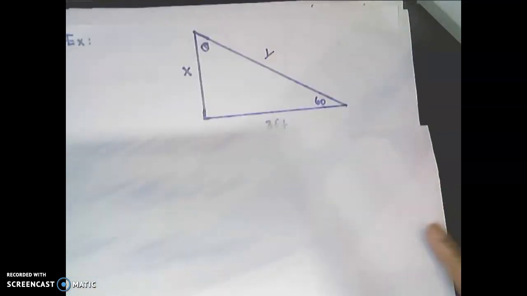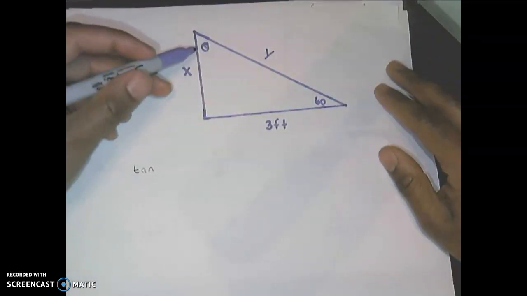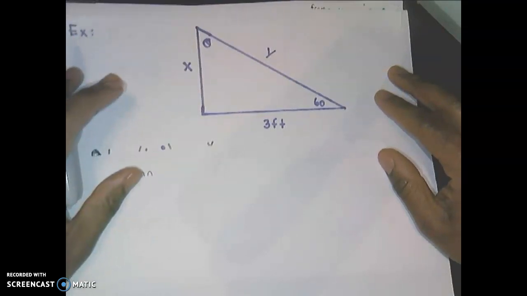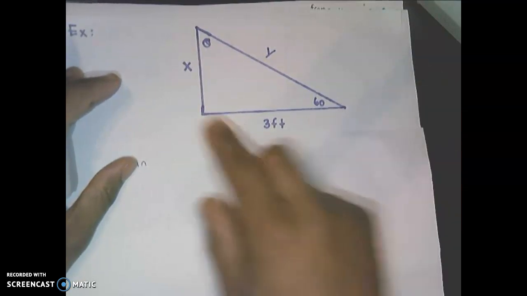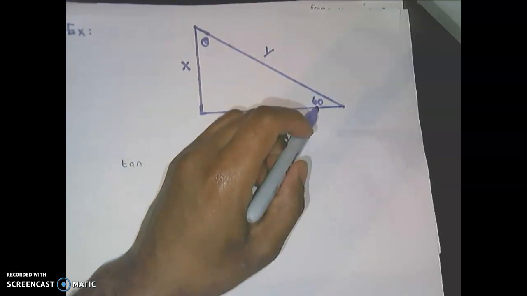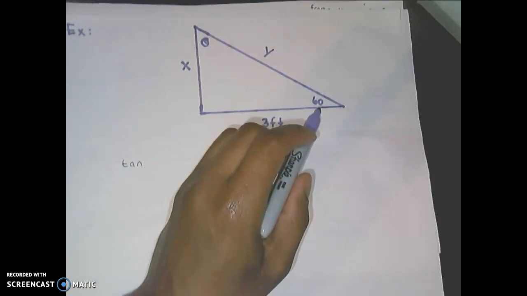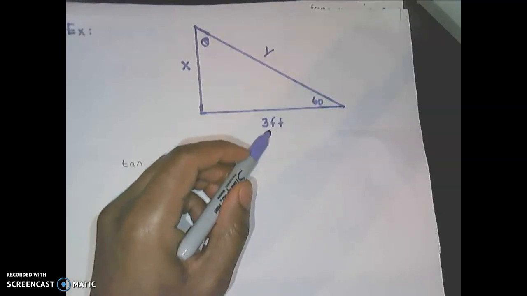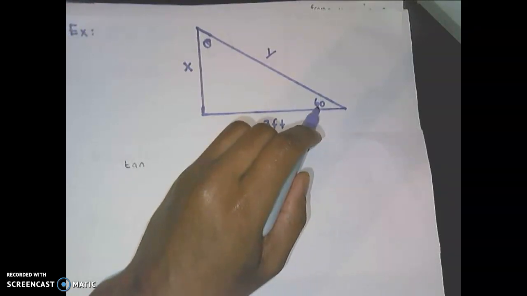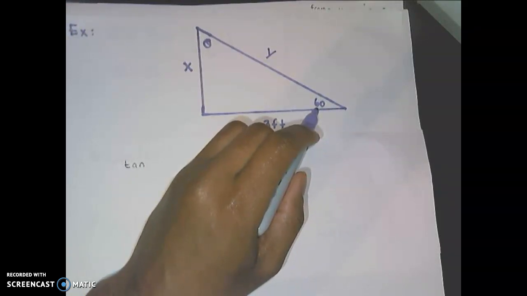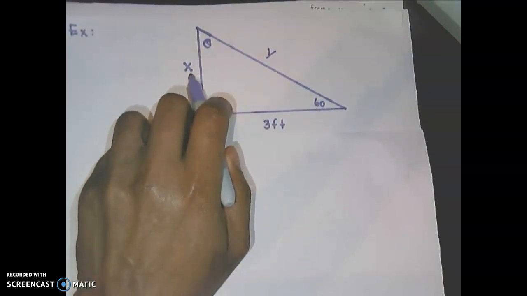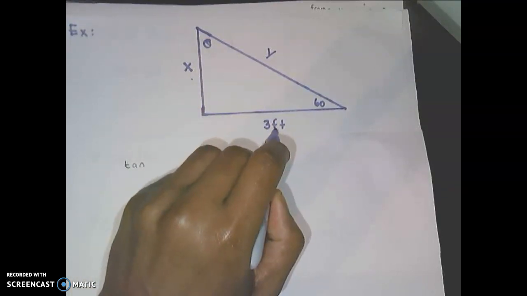So let's look at our example. Here we're going to find a missing angle and two missing sides, and the hypotenuse is also considered to be a side. So let's first find this side x. The angle that they give us is 60 degrees, and this side we have is 3 feet. In order to find x, let's just go to 60 degrees. What is x in relationship to 60 degrees? It's going to be the opposite side. And so I have the opposite side, and 3 feet is the adjacent side.